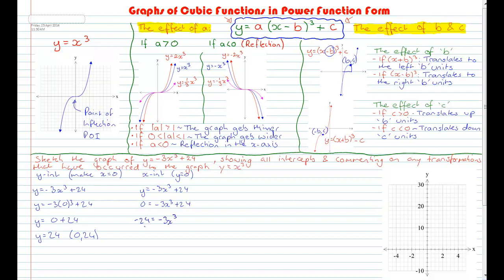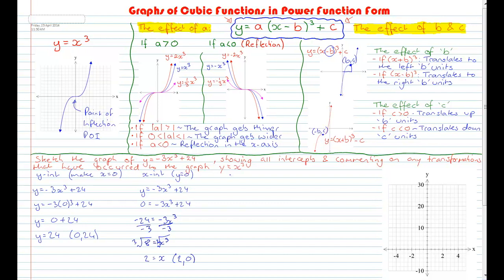Divide both sides by negative 3 now. That will get us 8 is equal to x cubed. And therefore, when we cube root each side now, so we go cube root of 8 and cube root of x cubed, we're going to get 2 is equal to x. Therefore, the coordinate of this point is (2, 0), because our x coordinate was 2 and our y coordinate was 0 that we subbed in before.